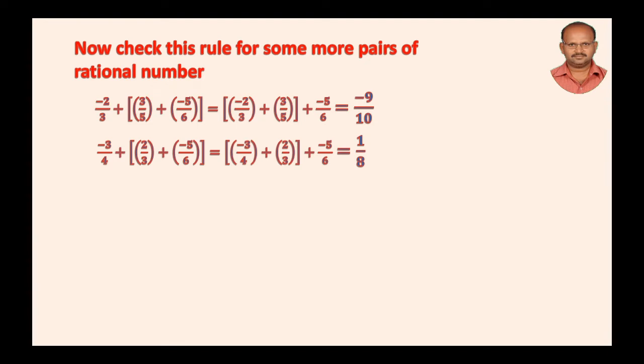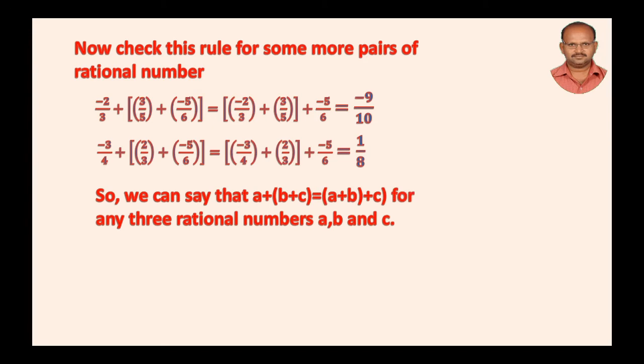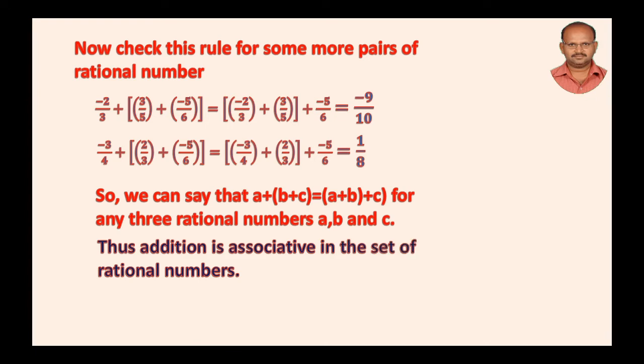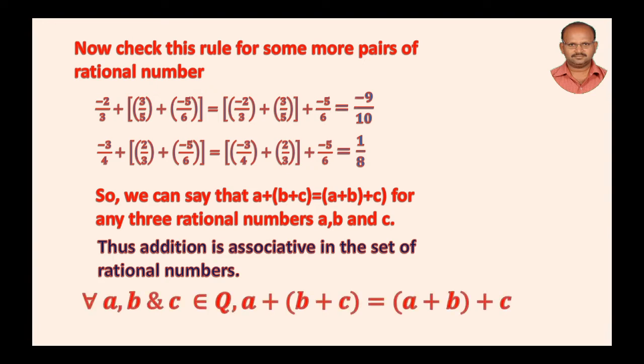So we can say that a plus within bracket b plus c is equal to a plus b within brackets plus c for any three rational numbers a comma b and c. Thus addition is associative in the set of rational numbers. For all a comma b and c belongs to rational numbers, then a plus within bracket b plus c is equal to a plus b within brackets plus c.